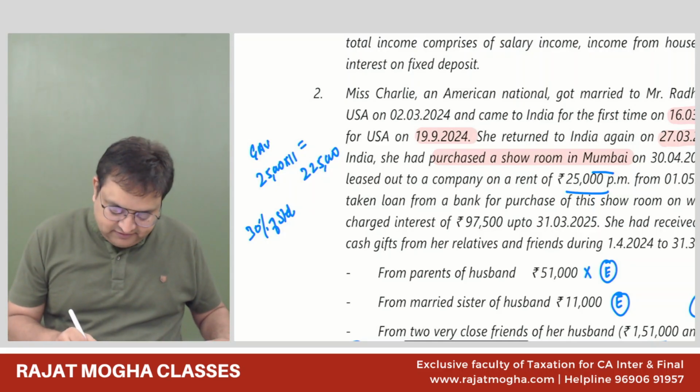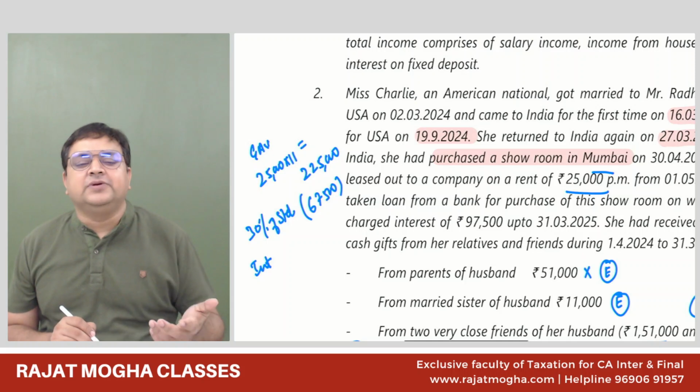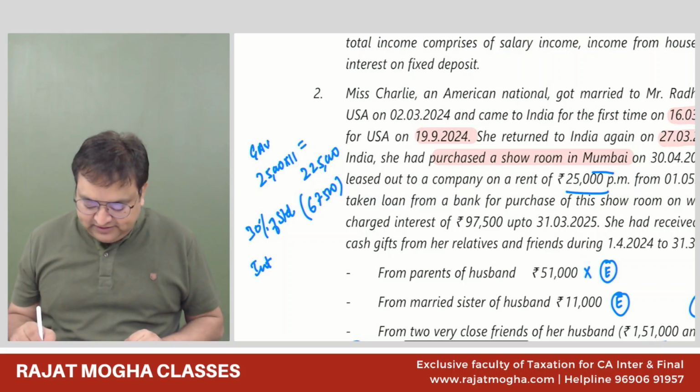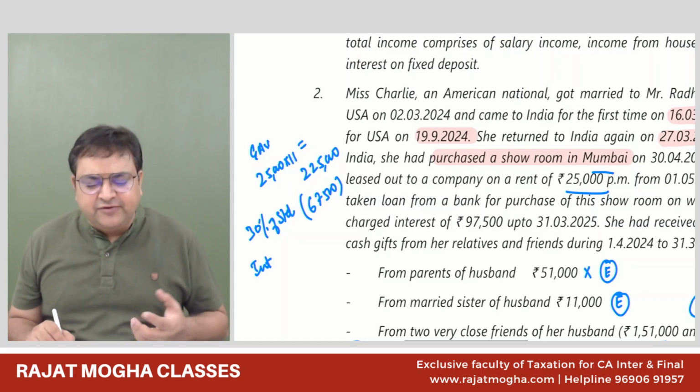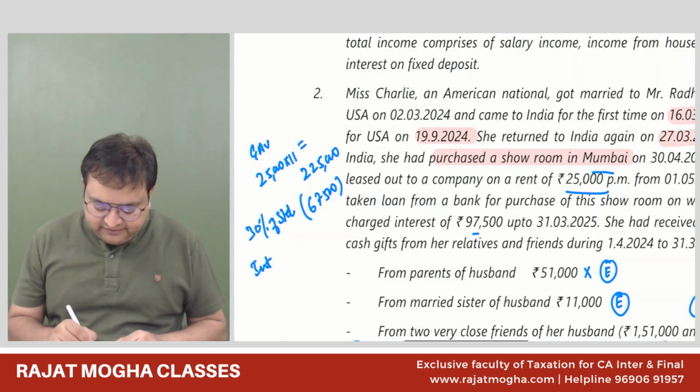It would be 67,500 would be the standard deduction. And interest on borrowings also. And if this is a let out property, whether we are following optional regime or default regime, it is always available. So in this case, there is no issue. Even if we are following optional regime, it is available everywhere. 97,500.